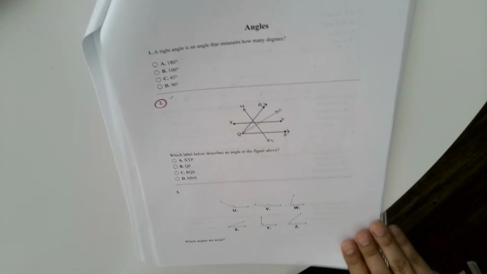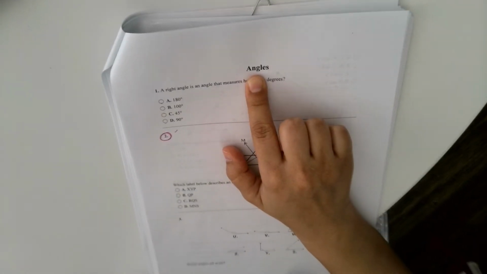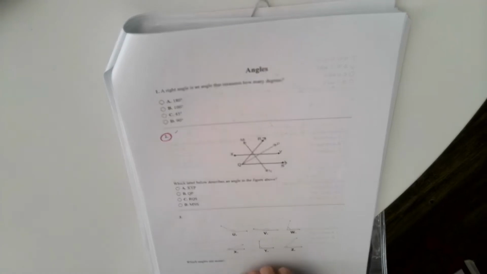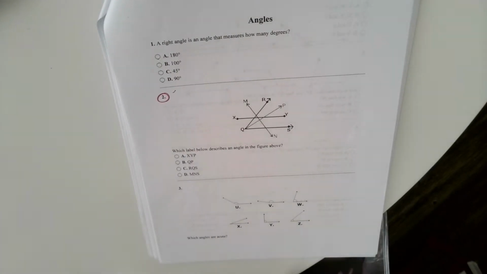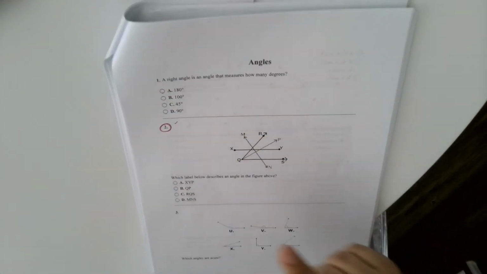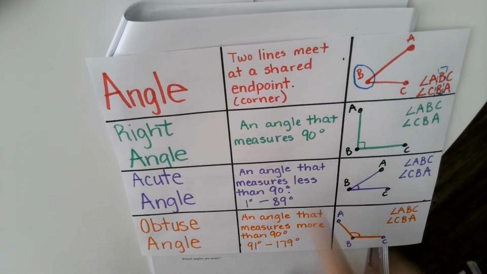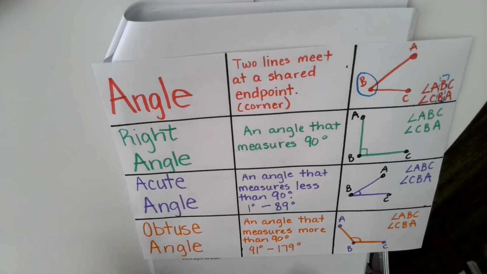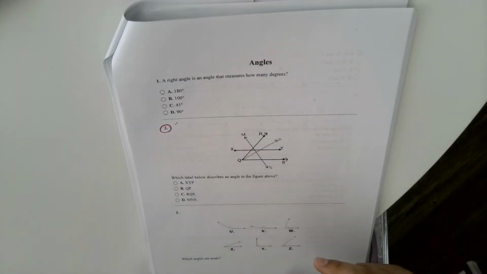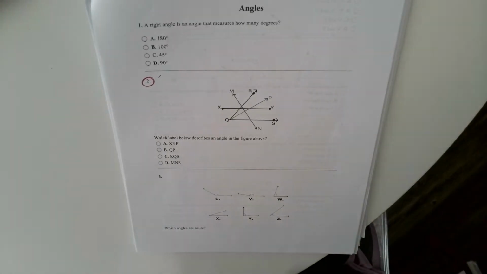All right, so we're going to move on to our packet. Okay, we're on the page that says angles. So number one, pretty easy, a right angle. This goes back to vocabulary, vocabulary, vocabulary. Right angle, 90 degrees. Always 90 degrees. Simple enough.